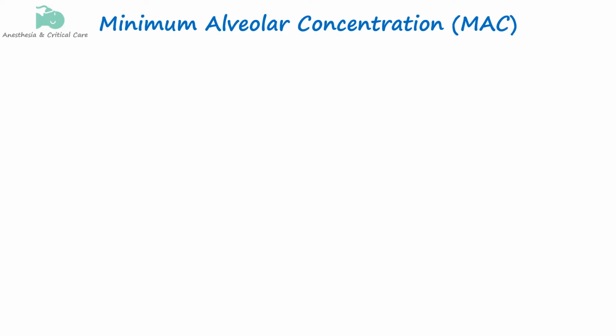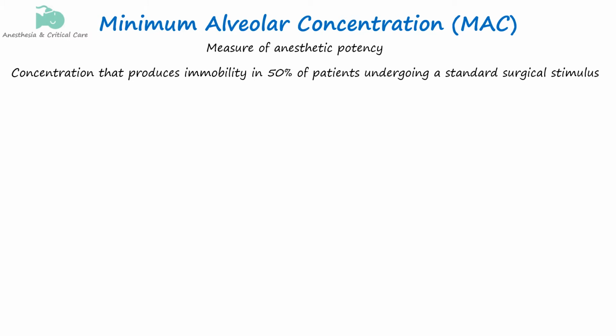The minimum alveolar concentration is a measure of anesthetic agent potency. It is defined as the concentration that produces immobility in 50% of patients who undergo a standard surgical stimulus, measured at sea level at 760 mm of mercury. MAC is expressed as volume percent of alveolar gas. Expressing MAC in percent ensures that the value remains consistent regardless of changes in atmospheric pressure.